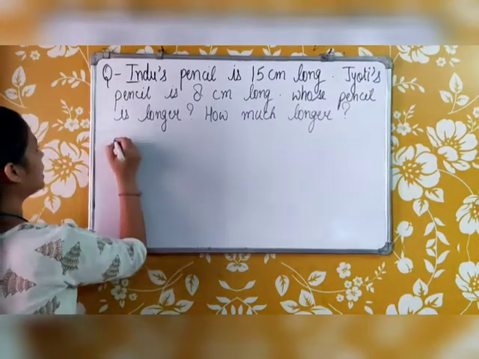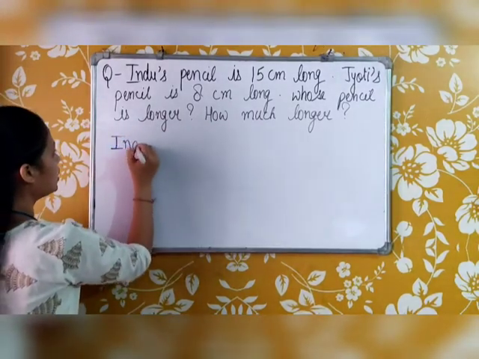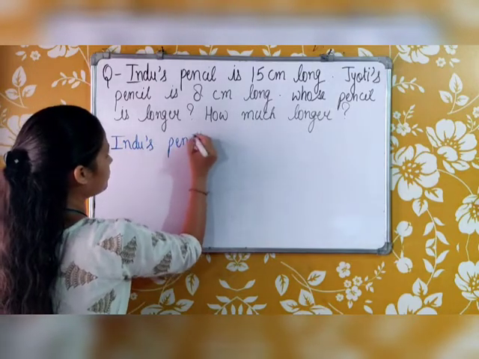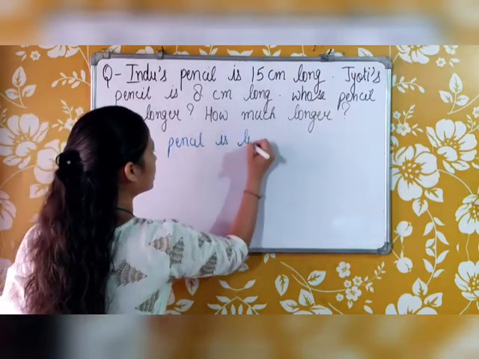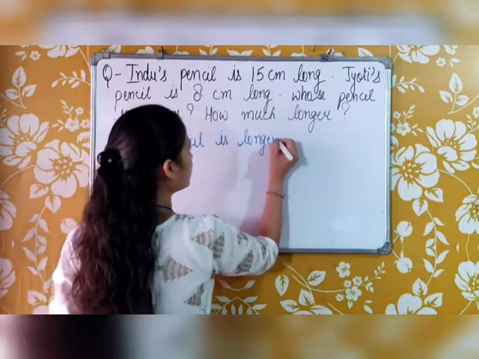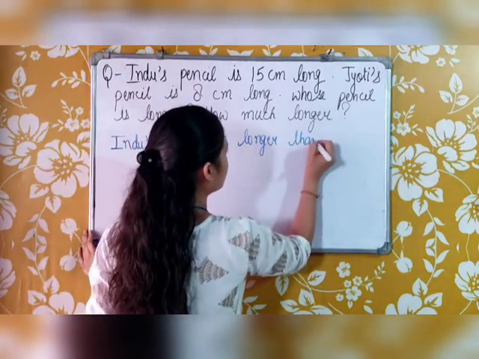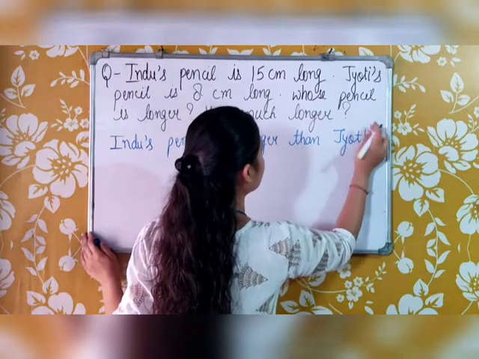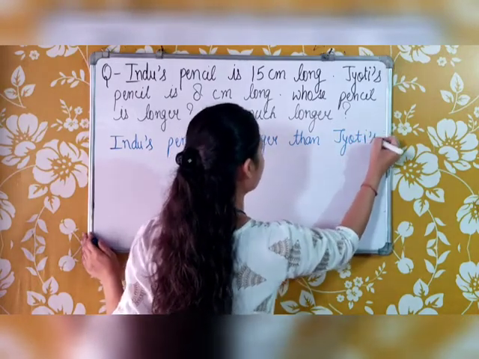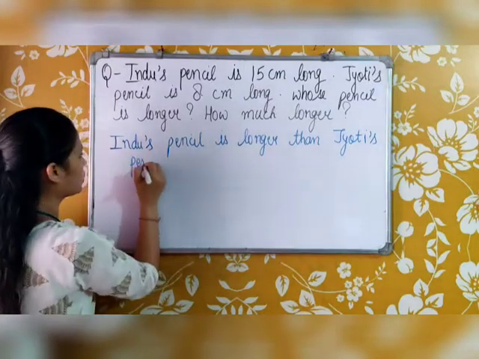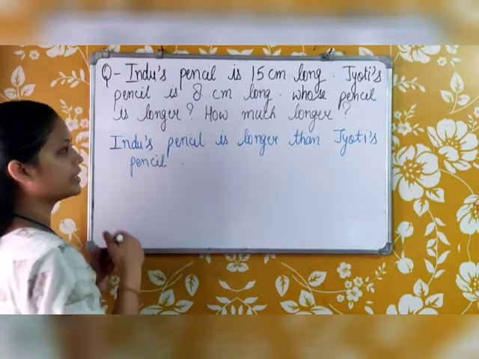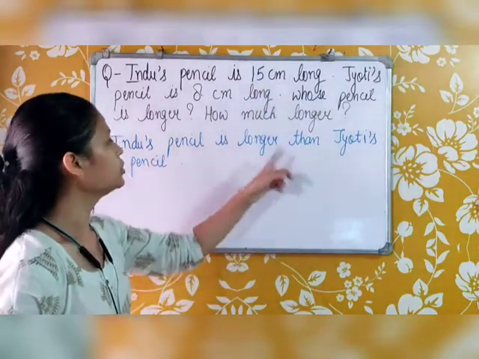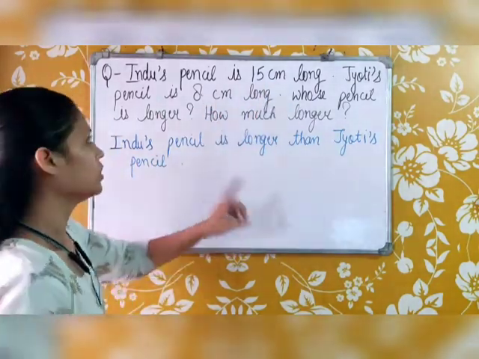So we will write here Indu's pencil is longer than Jyoti's pencil. Okay. Or you can write Jyoti's only. Indu's pencil is longer than Jyoti's pencil because Indu's pencil is 15 centimeter long and Jyoti's pencil is 8 centimeter long. Okay.